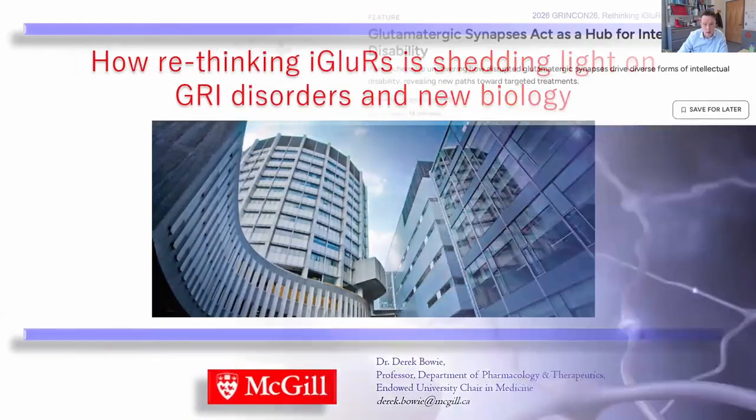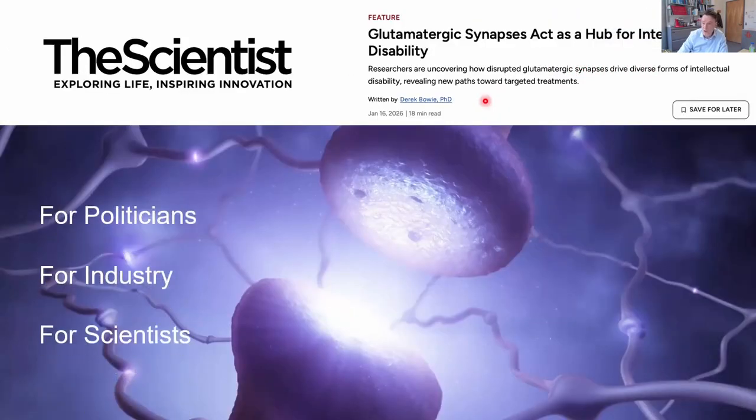And so rather than writing a very detailed scientific article for the magazine, I would write it for three kinds of persons. One was, so surprising, but one was for the politicians, because politicians don't know all the details about intellectual disability, but they're very sensitive to it and they want to do something about it. But you have to give them something that they can get behind.